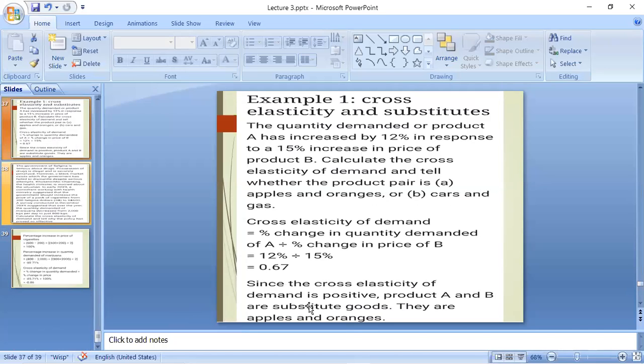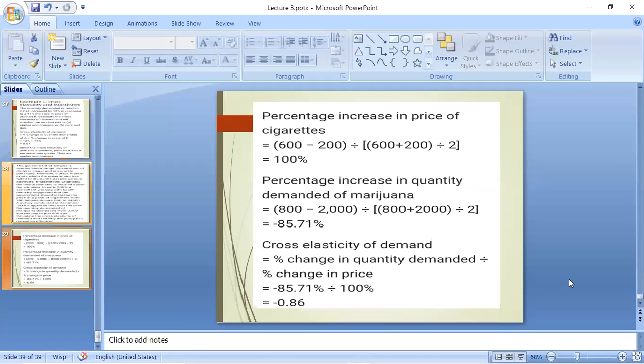And with this question, we are finishing the numericals on elasticity of demand. In case you have any queries, you can catch me on your WhatsApp group. I will solve your queries there.